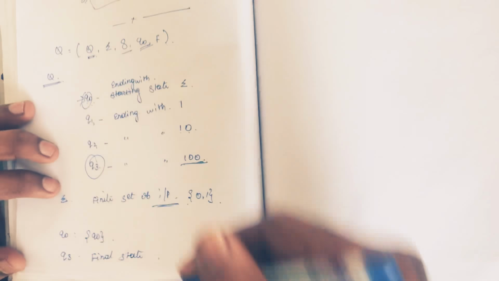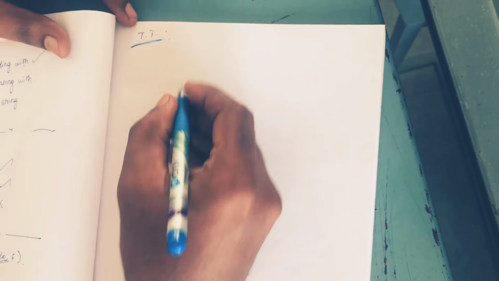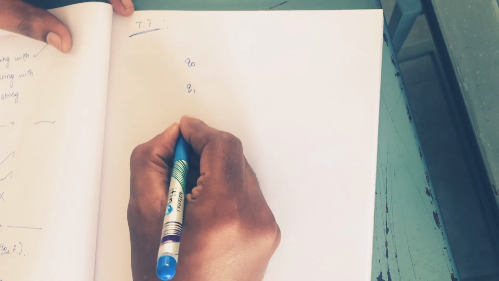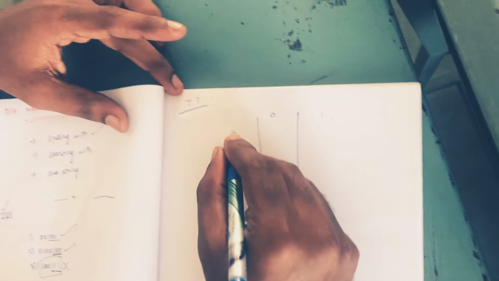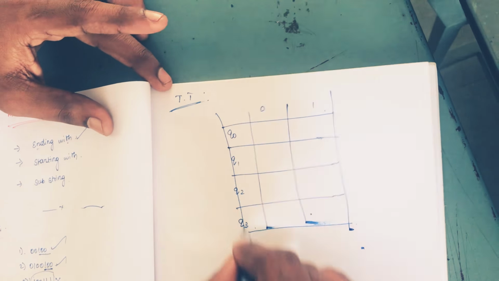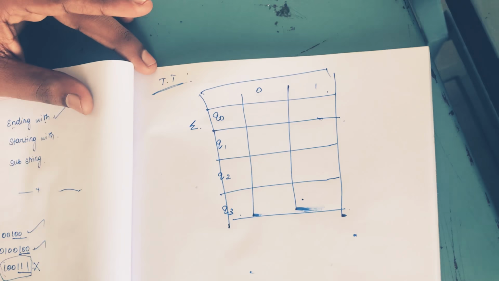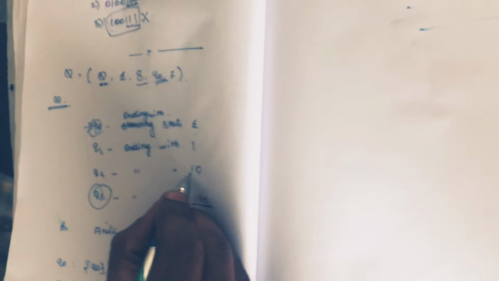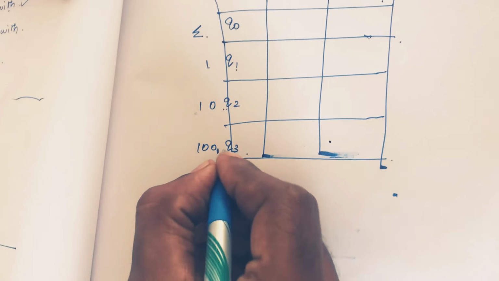So we have derived the tuples of the DFA. Now we will see how to make the transition table for the machine ending with 100. What are the states we have? Q0, Q1, Q2 and Q3. What are the inputs we have? Zeros and ones. If my input is the empty string, the state is Q0. If my input is 1, the state is Q1. If my input is 10, the state is Q2. If my input is 100, that is Q3.